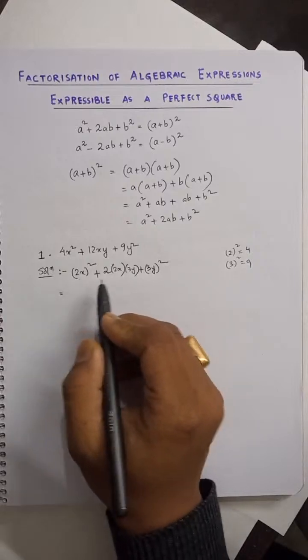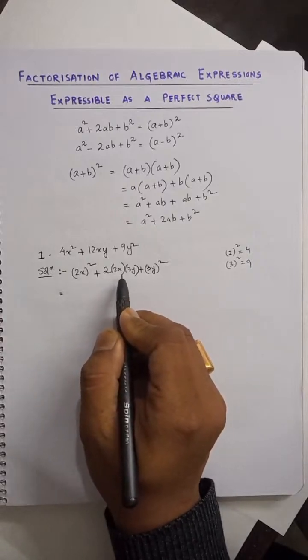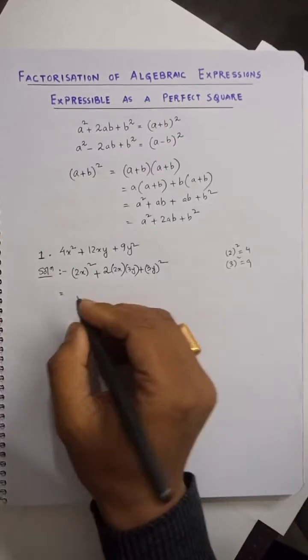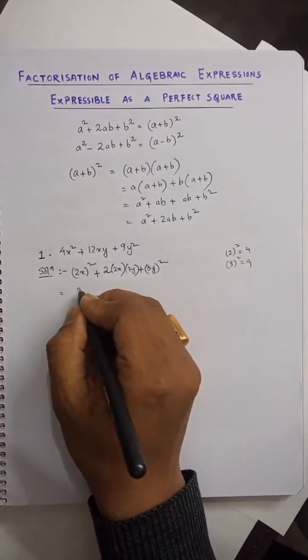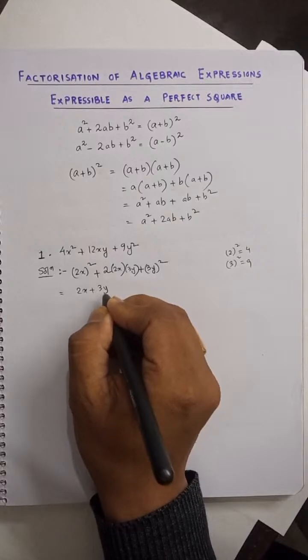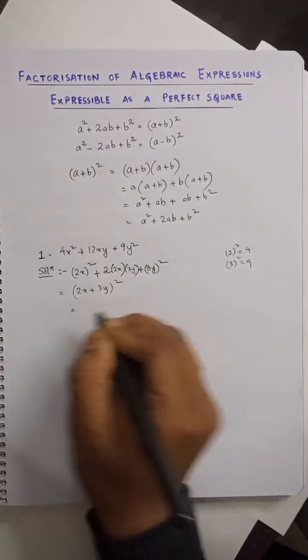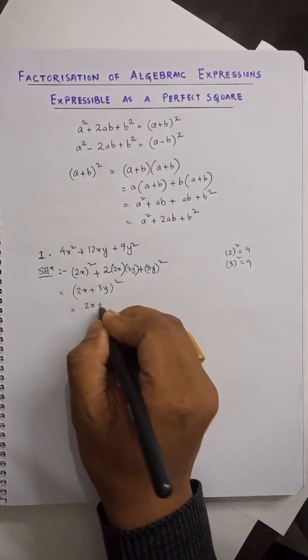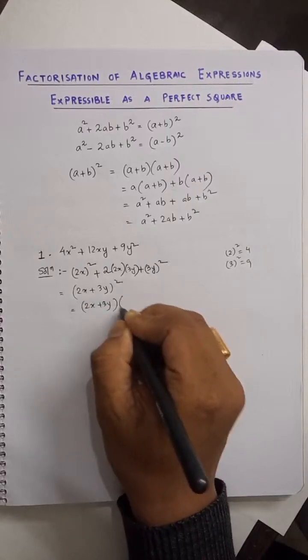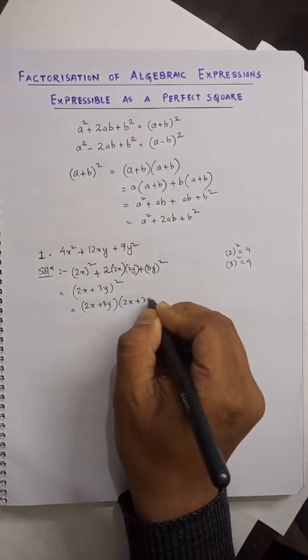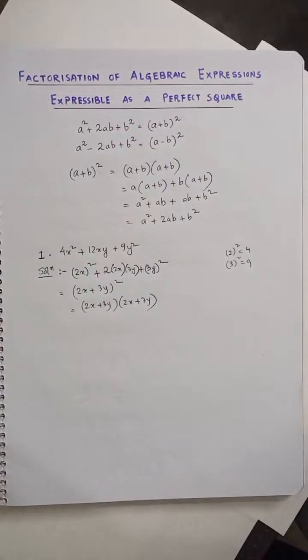So (2x) whole square plus 2 into 2x into 3y plus (3y) whole square. So this will become (2x plus 3y) whole square. So this is (2x plus 3y) and (2x plus 3y). Nitin Verma, 2 into 2 into 3, correct.